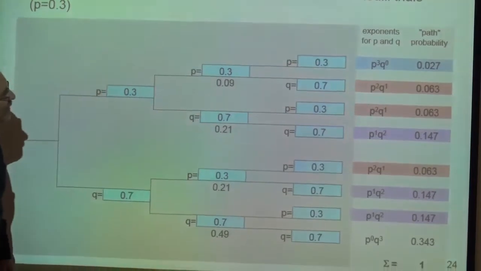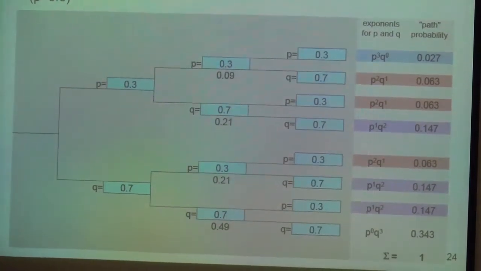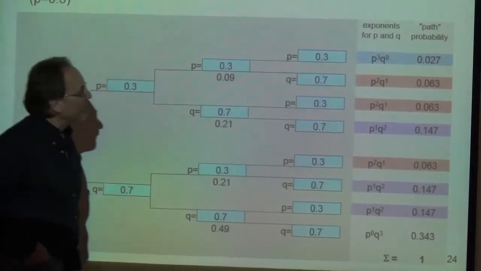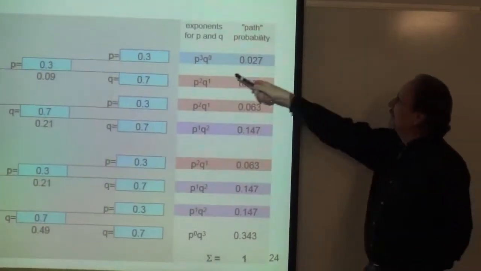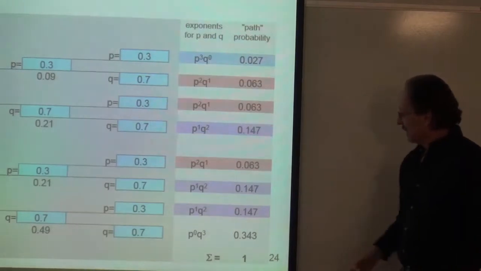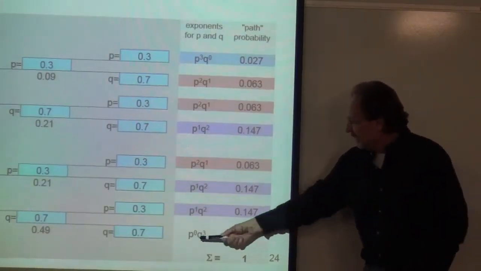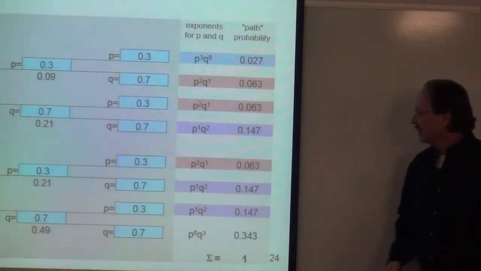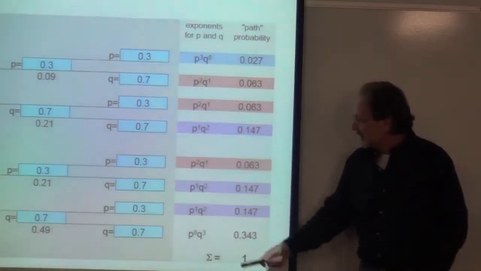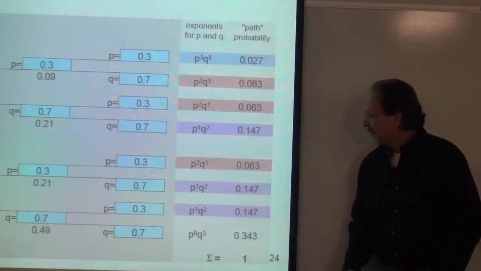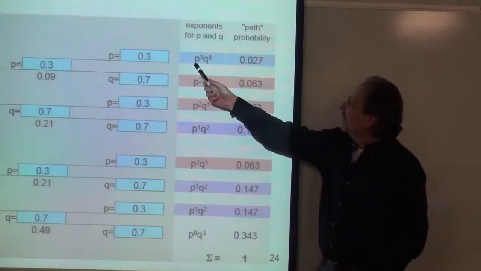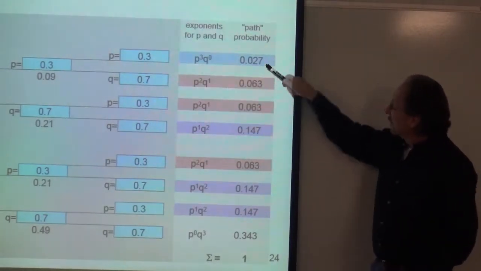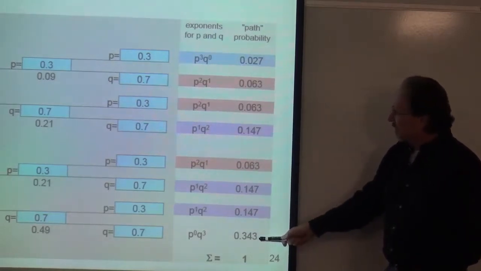Now notice that I've color-coded this. This is blue, that's unique: p to the third, q to the 0. This one has no color, that's unique: p to the 0, q to the third. In other words, 3 successive failures, no successes. This is 3 successive successes, no failures. 0.027, 0.343. Okay.